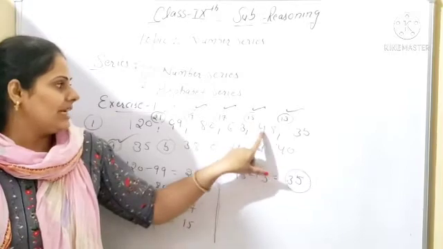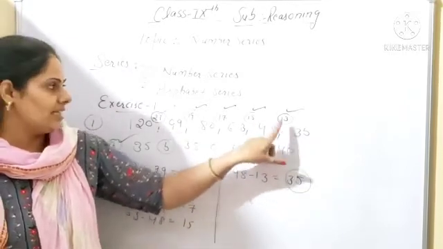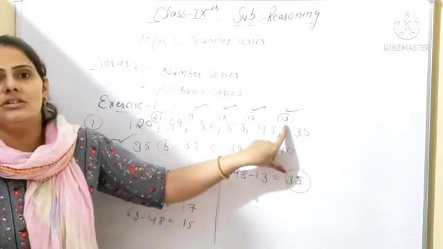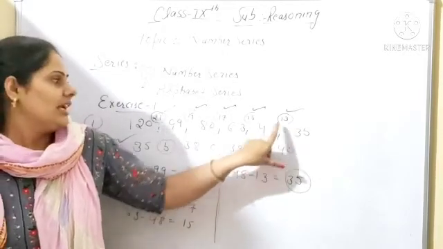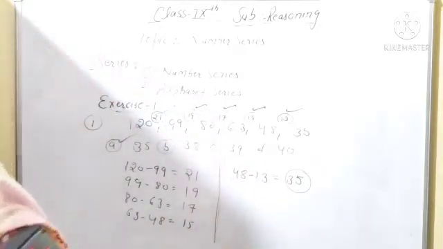15. So 63 minus 48, 15. 48 minus 35 you will get 13, and you can say after 15 the next difference of 2, what will it be? 13. So if 13 goes from 48, what will the next number be? 35. Clear, all of you?